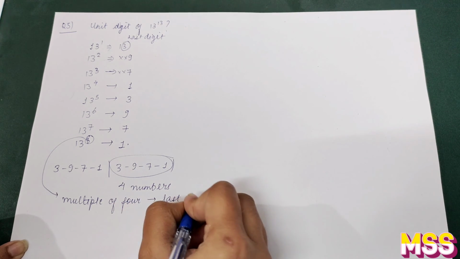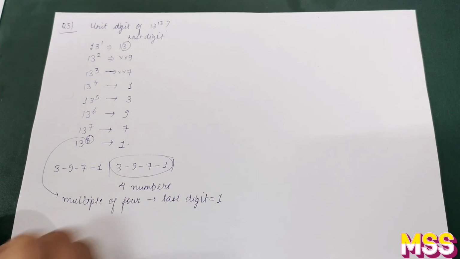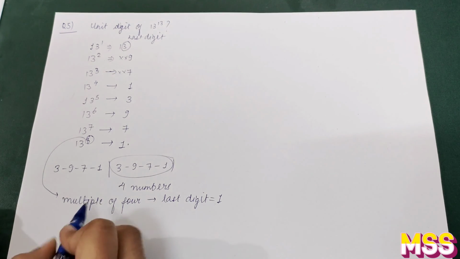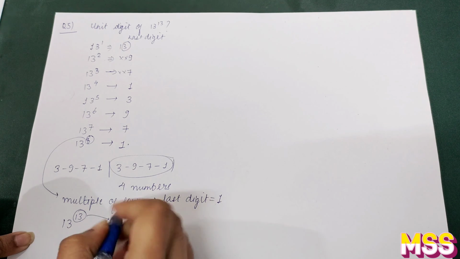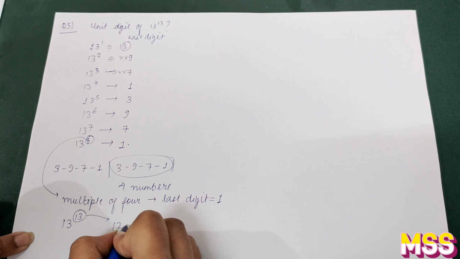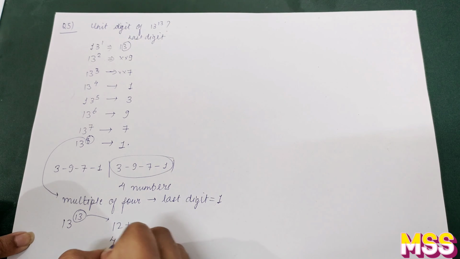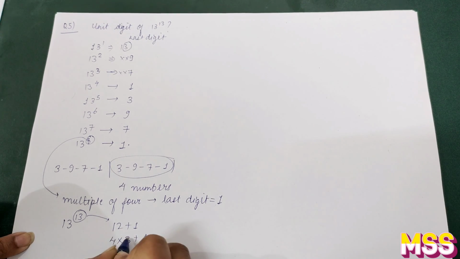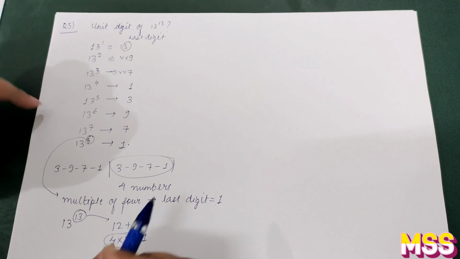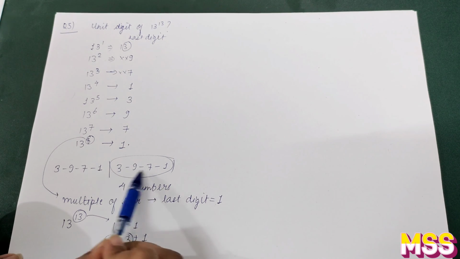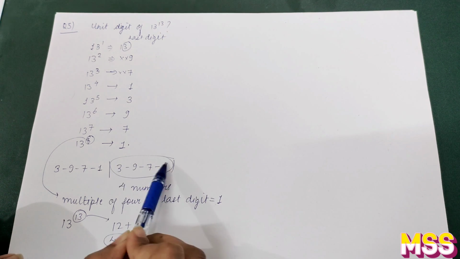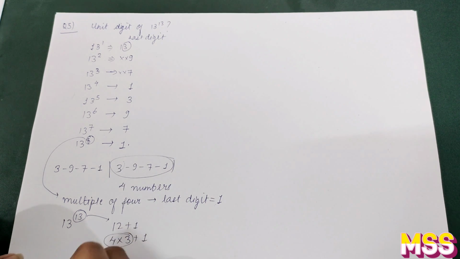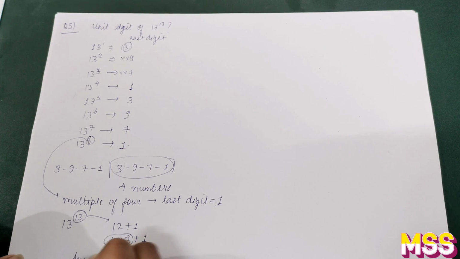Now what we have to find is the last digit of 13 to the power 13. Here the exponent is 13, which is not a multiple of 4. But it is 12 plus 1, which can be 4 into 3 plus 1. So it is a multiple of 4 plus 1, so just the next digit. The multiple of 4 gives 1 and the next one will be 3. So our answer will be 3. I think you got it, and let's move on to part 2 of this.